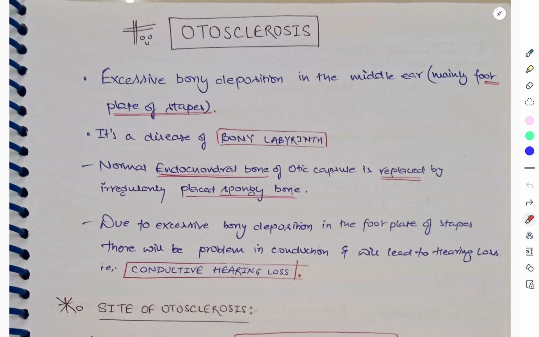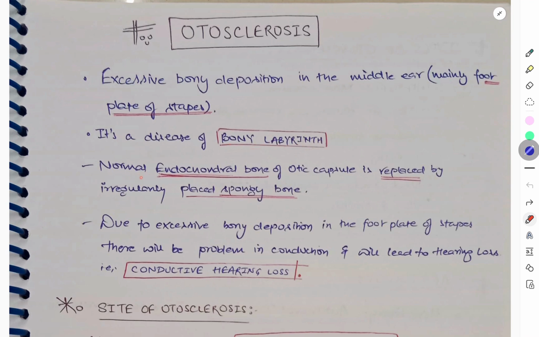Today let's learn about otosclerosis. Otosclerosis is excessive bony deposition in the middle ear, mainly in the footplate of stapes. So it can be stapedial or it can be cochlear also. It is a disease of the bony labyrinth usually.